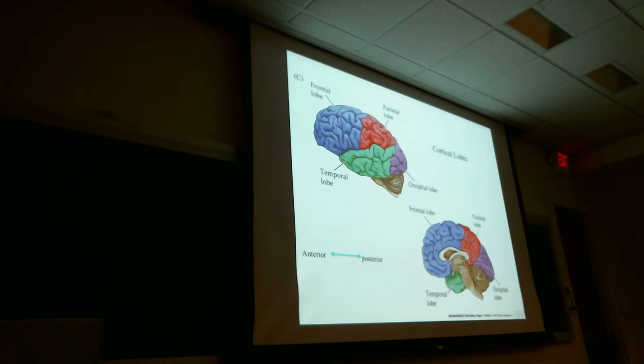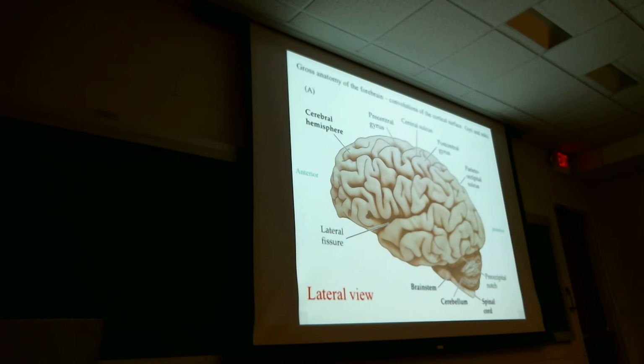Okay, let's back up. Let me notice one more thing. So there are particular sulci and gyri that are important. One is the central sulcus. It's kind of here. Just in front of the central sulcus is the precentral gyrus and the postcentral gyrus. So before and after the central sulcus.